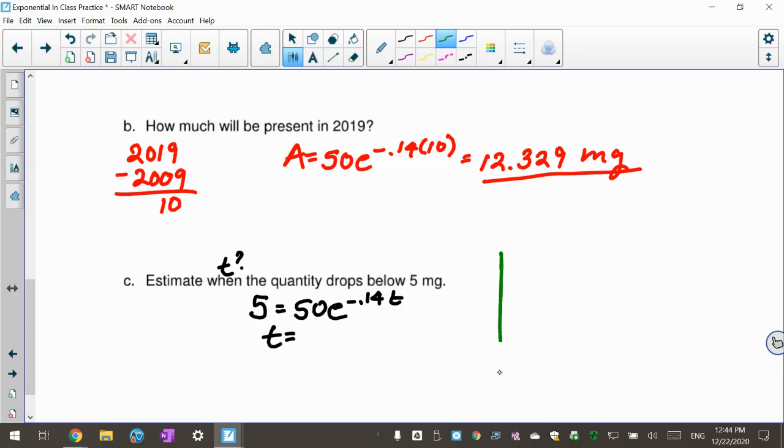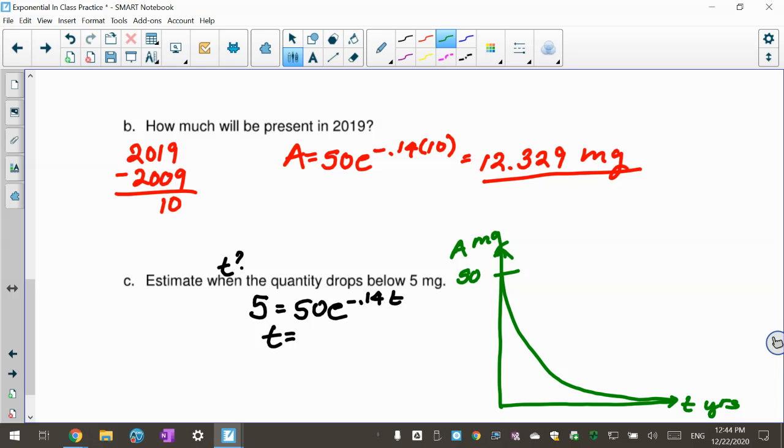Make sure that you practice this. I'm using Christmas colors again. So here's my time in years. Here's my amount in milligrams. You start at 50 and you're going to decrease. That's what it looks like. And you want to know when there's 5 left. So we'll say 5 is here. And you graph the left, graph the right, and see where it crosses. And when you do, you get 16.5 years. Please make sure you practice that so that you can solve that. That's exactly how I want you to do it.